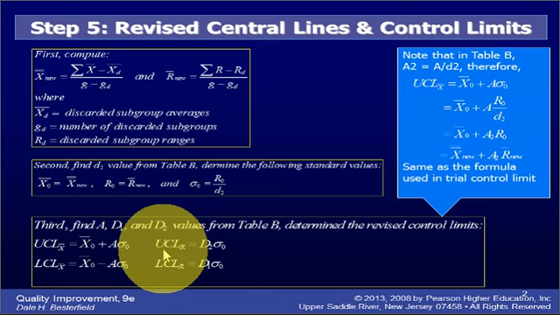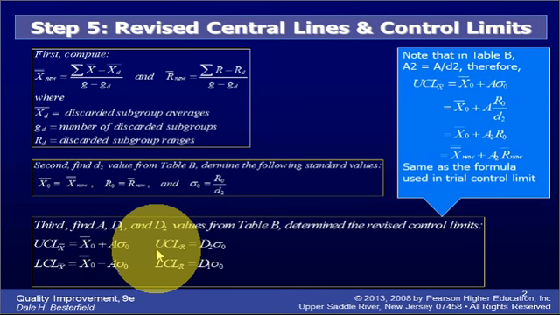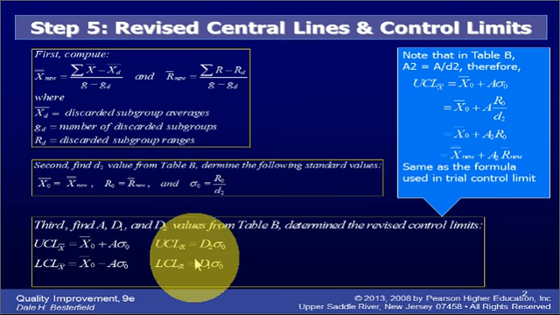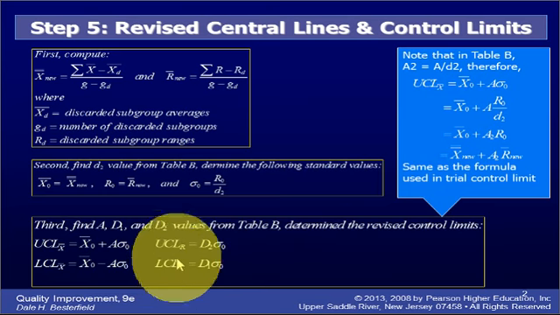And for the upper control limit and lower control limit for the R chart, you need to look up the D2 and D1 values in table B. The product of D2 and sigma 0 defines the revised upper control limit for the range. And the product of D1 and sigma 0 defines the lower control limit for the range.